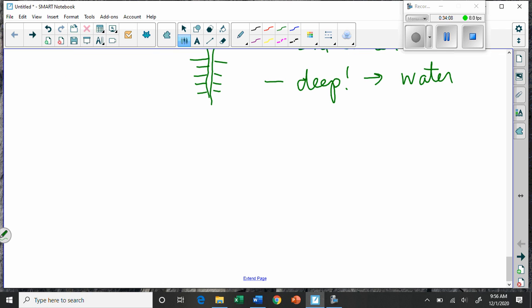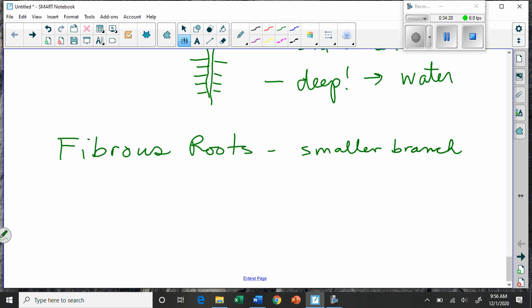And then, of course, we have what are called fibrous roots. These are all the smaller sort of branching roots, the smaller branches. These are often for anchoring the plant into the ground. I mean, all roots are for absorbing water, so we understand that's their function, but they also provide anchoring, and of course, H2O, water.